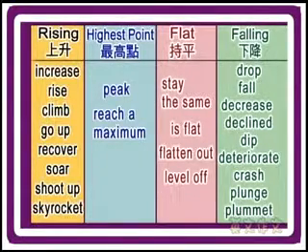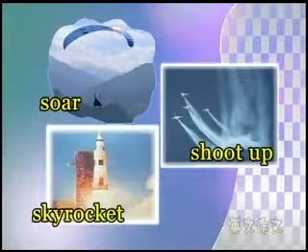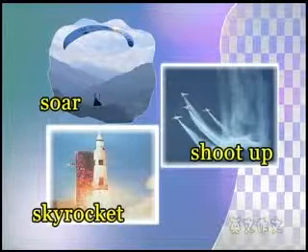The third column shows words for when your data is flat, neither rising nor falling. And then the last category is for when your data is falling. You can use the words in that last column when your data shows a downward trend. And so you can see that many of these words are related to flying or mountains.